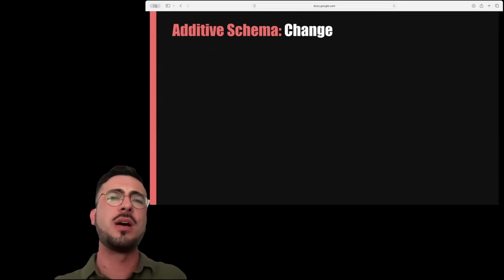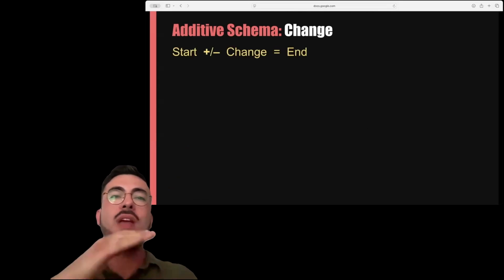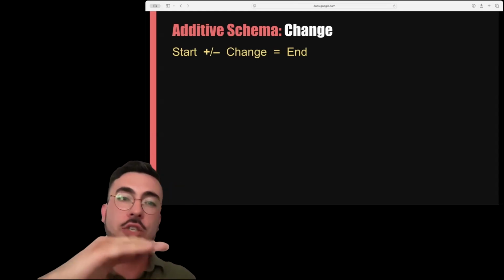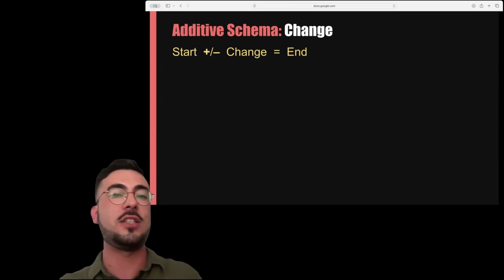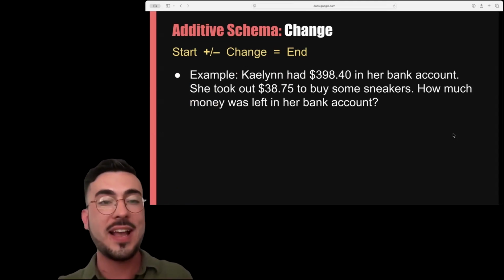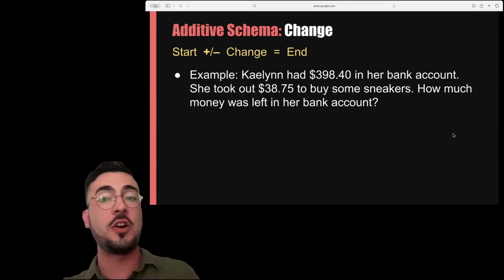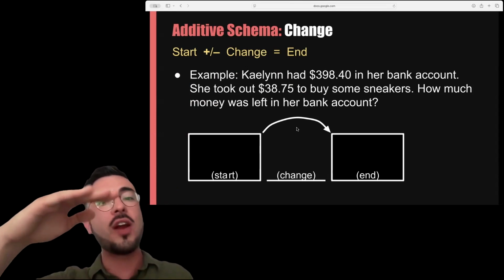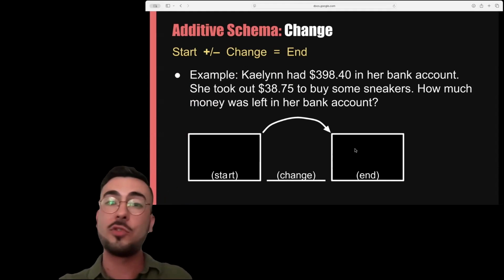The last additive schema they're going to solve with addition or subtraction is a change problem. So you're going to teach students that we have a start amount that increases or decreases to a new amount. So your start, you either add or subtract some amount of change, and it gets you to the end. So as an example, Kaylin had $398.40 in her bank account. She took out $38.75 to buy some sneakers. How much money was left in her bank account? The students can draw this graphic organizer that shows their start amount. Your arrow shows that it's going to be a change, either increasing or decreasing to that new amount, which is the end.